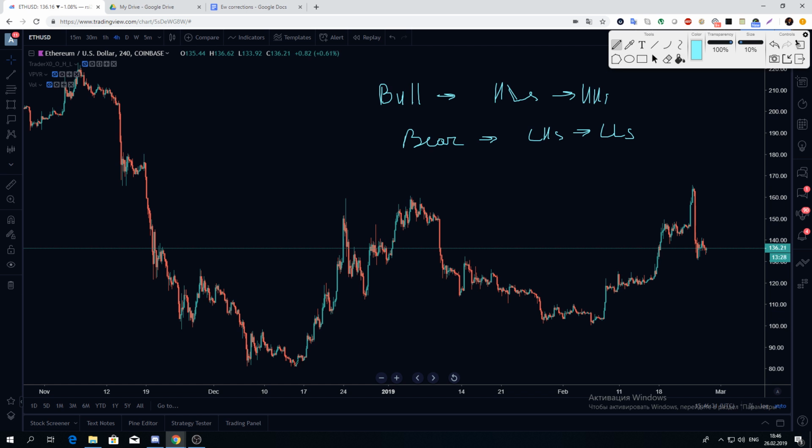So let's start from here. So we had a low, had a higher low, has resulted into higher high. We had a higher low, resulted into higher high again, higher low, higher high, higher low, higher high, higher low, higher high, goes down, creates a lower low compared to this one. Then we get one more lower high, one more lower low.